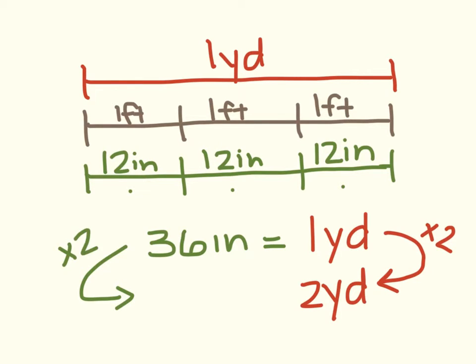So I would say times 2. Well, 36 times 2 is 72 inches equals 2 yards. So do you see how you can convert back and forth?